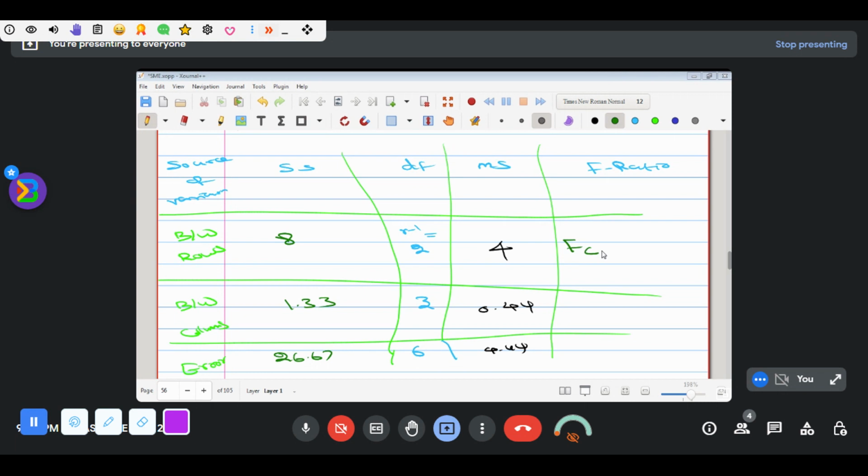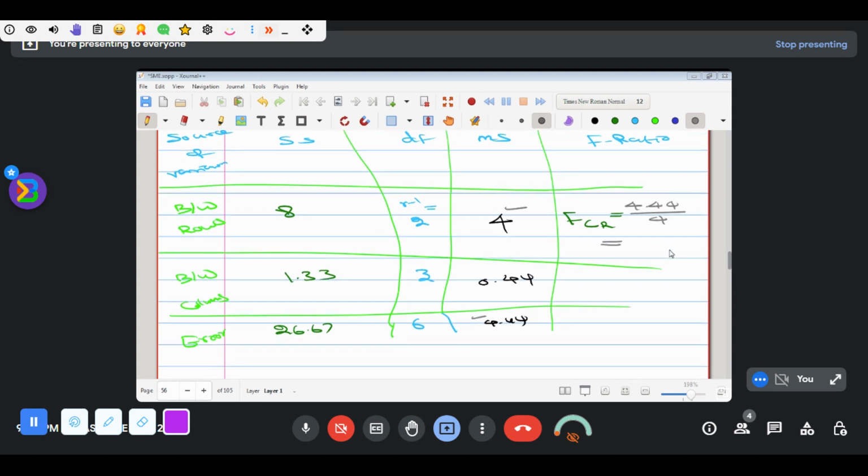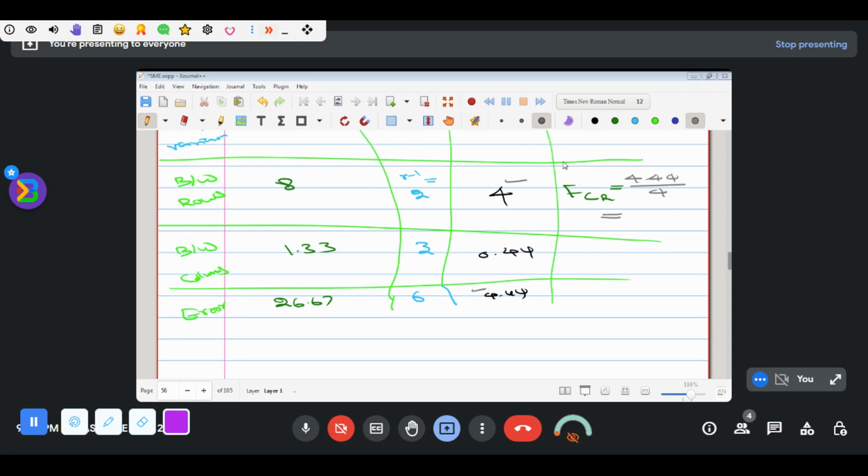F calculation of rows. So what is your result? Compare these two, 4 and 4.44. Which one is greater? 4.44 is greater. Therefore, I am writing here 4.44 divided by 4. Then how much is the calculation value of the row? 1.11.